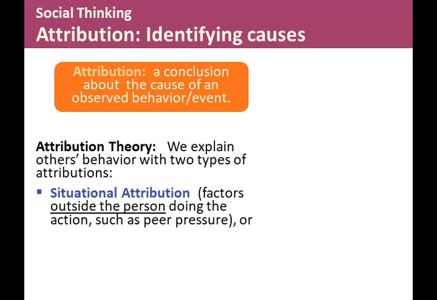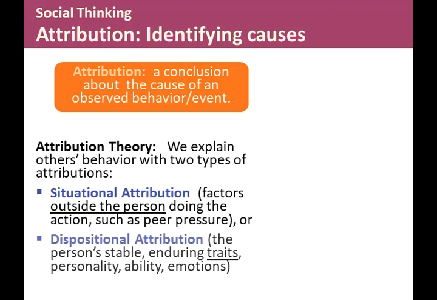Factors outside the person doing the action, such as peer pressure. So the behavior is caused by an outside factor. A situational attribution. Not because of who the person is, but because of what situation the person's in. The other is the dispositional attribution. The person's stable and enduring traits, personality, ability, and emotions.